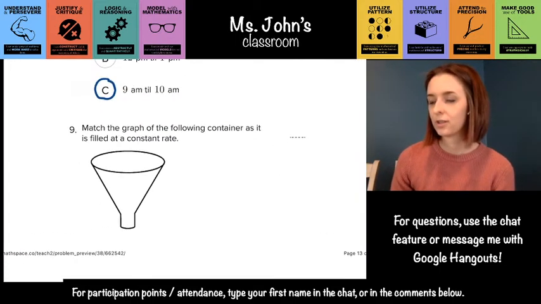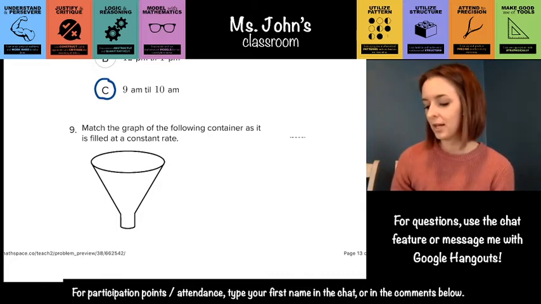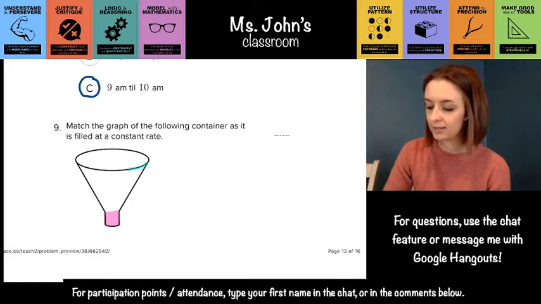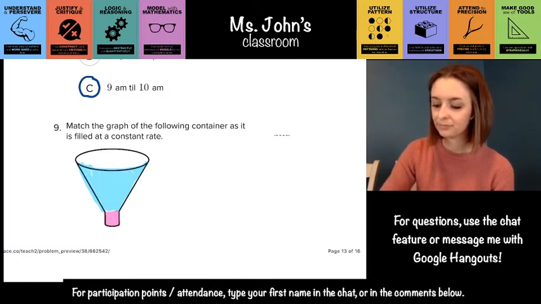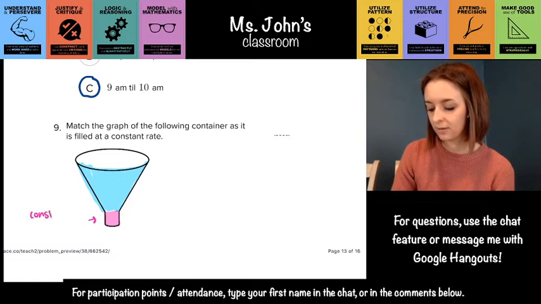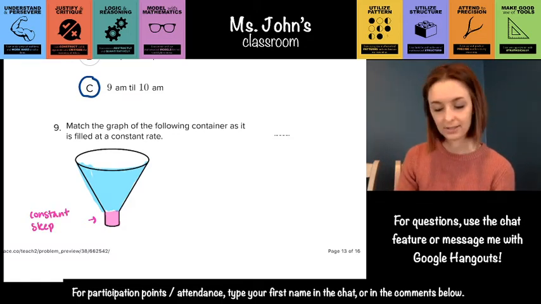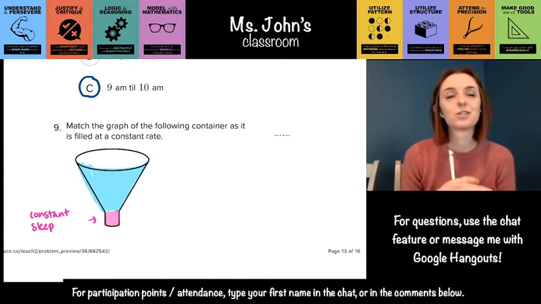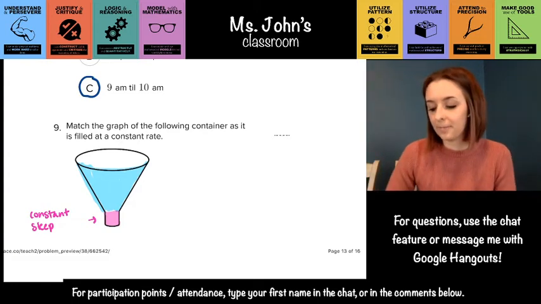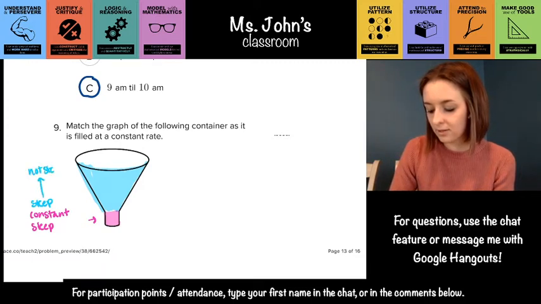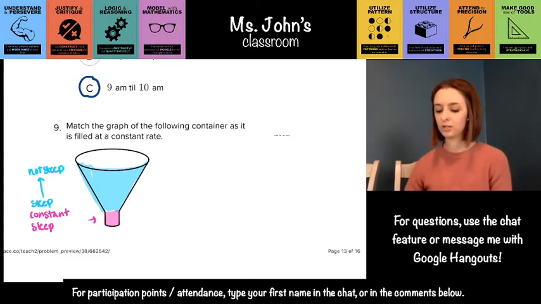Oh yay, another one of these. So this looks like one of those funnel things. Yeah, this funnel thing. Gonna do some highlighting again. This bottom part I'm gonna do pink, and then all of this is gradually getting wider. So I know that this first piece is going to be constant because it doesn't change shape, constant. And it's also going to be super steep because it's really tiny. And then the blue part is gradually getting wider, which means that the slope goes from being really steep to really not steep. So steep to not steep. It's going to be curved because it's not a constant, it's changing.